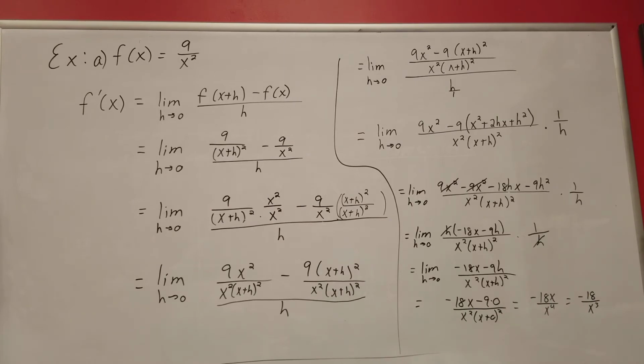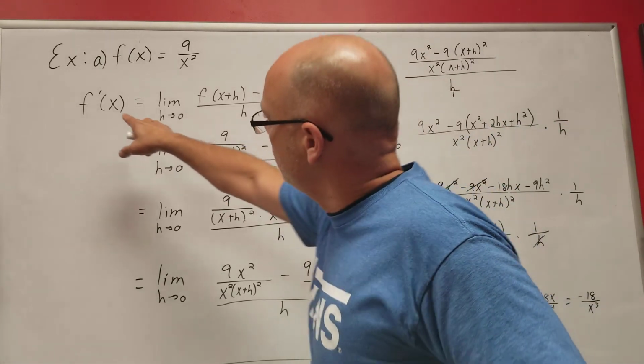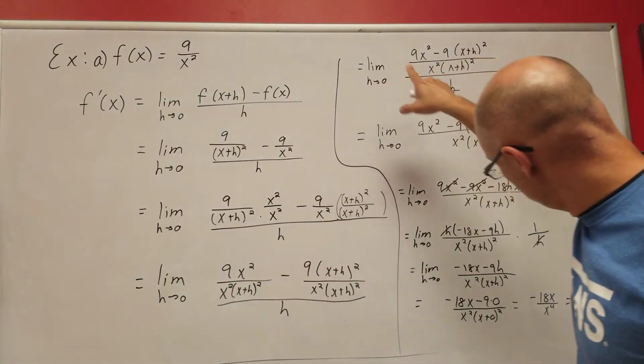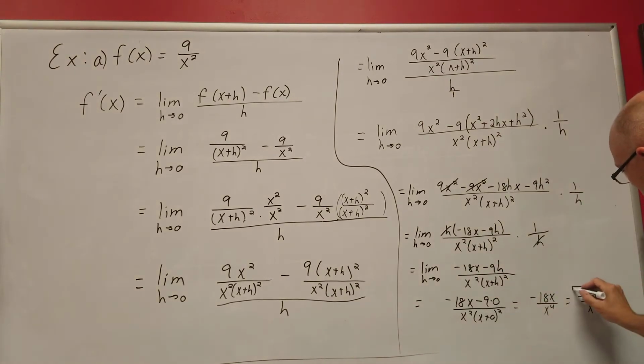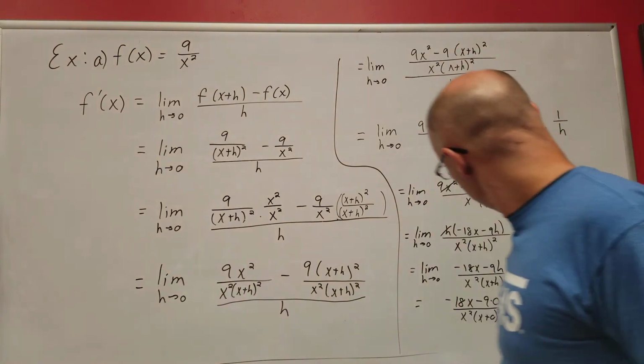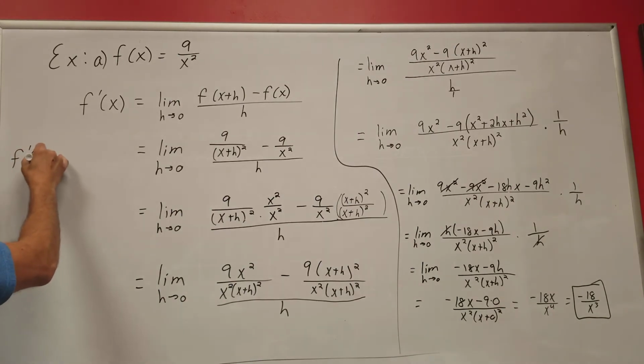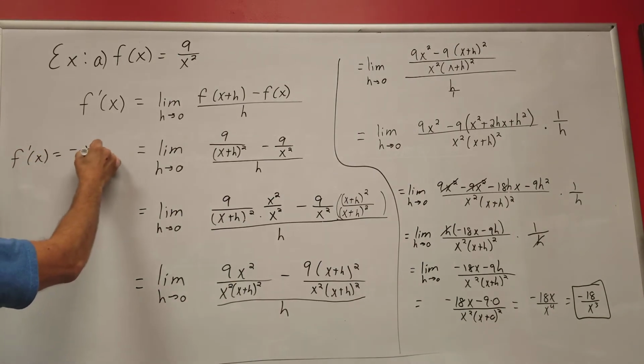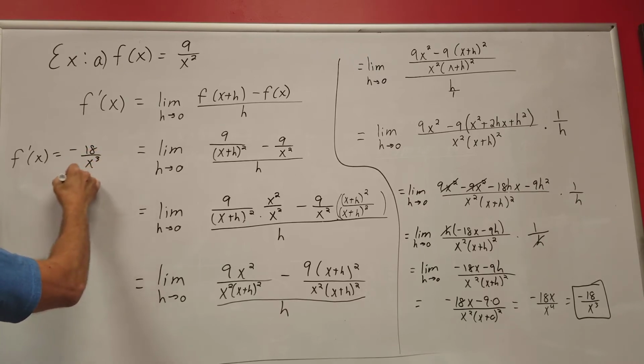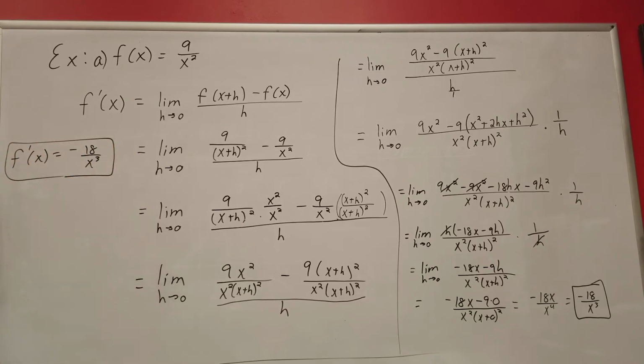Now, what did this problem ask for? It asked for the derivative. So basically, f prime of x was equal to what? Negative 18 over x cubed. Another way we could write our final answer, we could say f prime of x is equal to -18 over x cubed, like that.